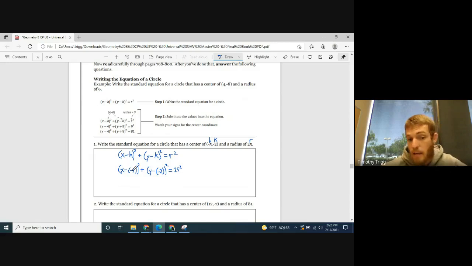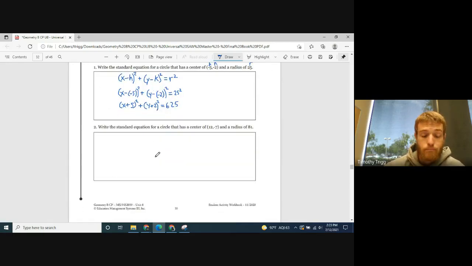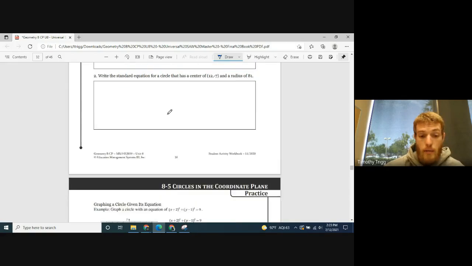See, this will become x minus 5? No, that becomes x plus 5. Hopefully you remember from adding and subtracting positives and negatives that when you have a minus negative, that makes it a plus. Then over here, y plus 2 squared equals, and then you just do the 25 squared here, which I think is 625. Yeah, 625. Okay, and there you go. With that example, see if you can do number 2 on your own. Again, find your h, k, and r, plug them into your standard form circle equation, and go from there.